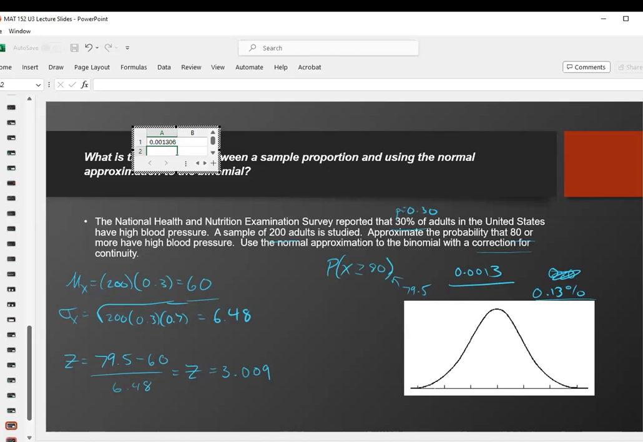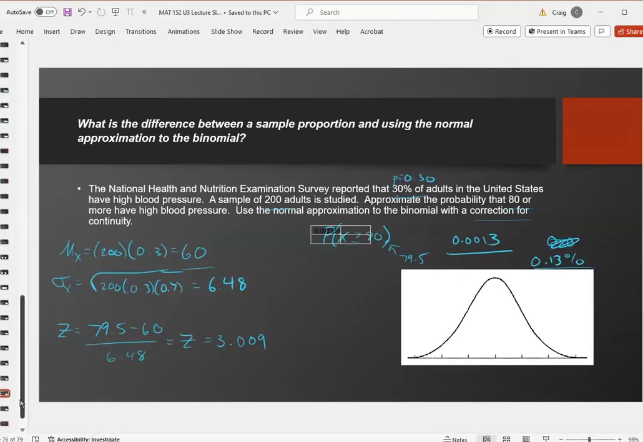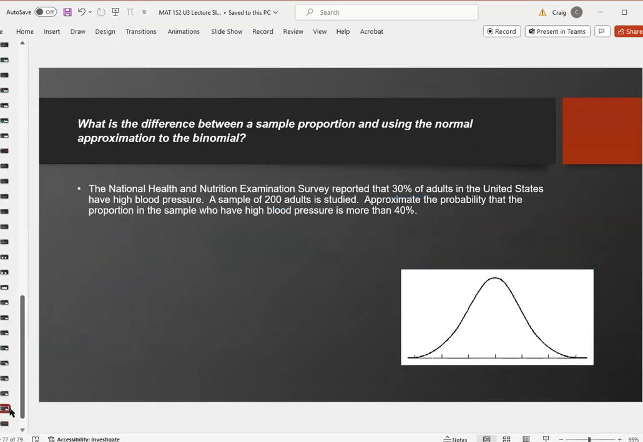So let's look at solving the same problem in a slightly different way. Okay, we're using the same sample. Let's approximate the probability that the proportion in the sample is more than 40%. So now we're looking for the probability that the sample proportion is greater than 0.4. Okay. Think back to the previous lesson.